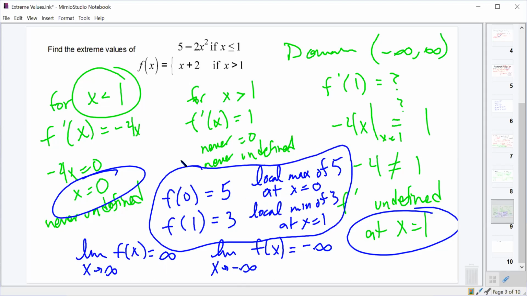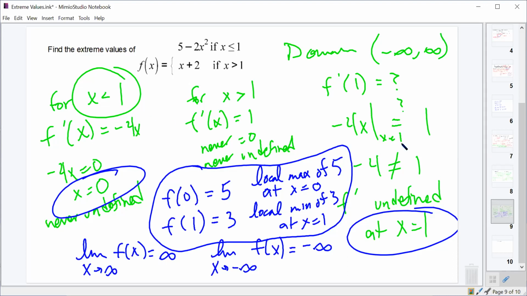So is that how you check if it's absolute or local? You do limits at infinity and limits at negative infinity? That's one way that we check, yeah. And when we don't have a closed interval, yes, that's a good way to check if it's an absolute rather than just a local. Okay.